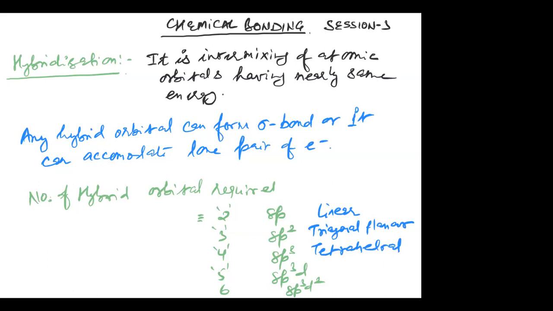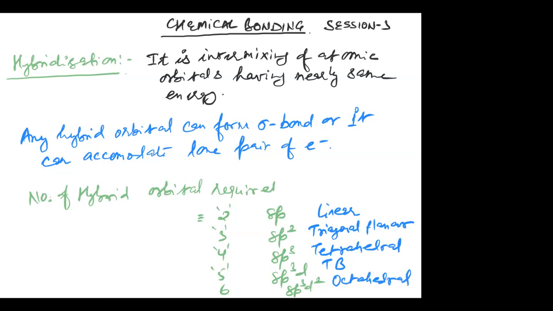In sp3d, it is trigonal bipyramidal. So you can say it is TB, so it is trigonal bipyramidal geometry. And again, depending on the presence of lone pair of electron, it may be seesaw, T-shape, and linear. In sp3d2, the geometry is going to be octahedral geometry.